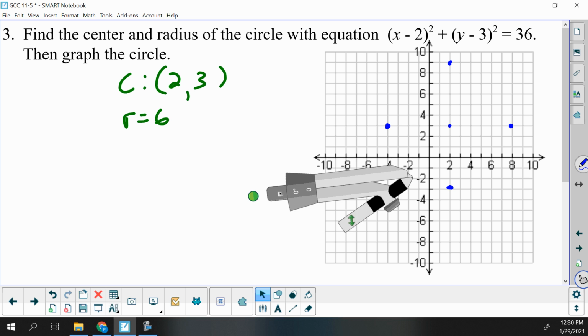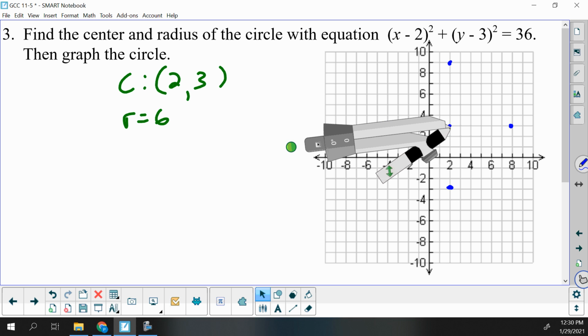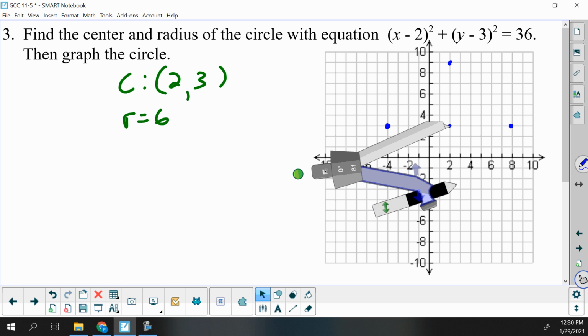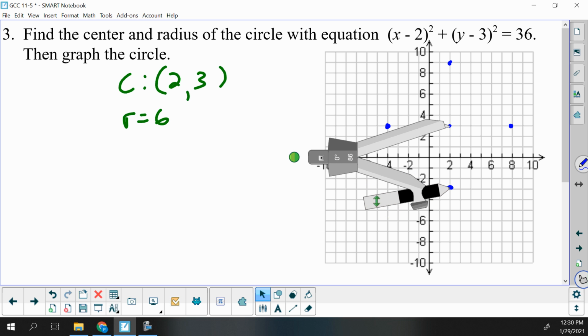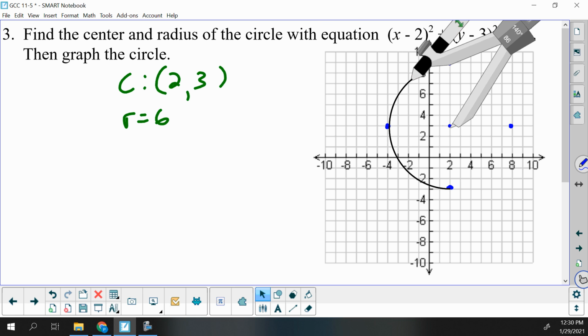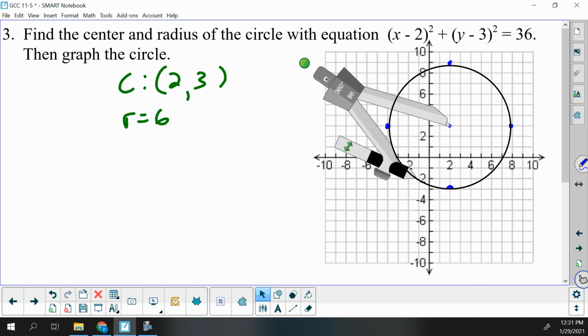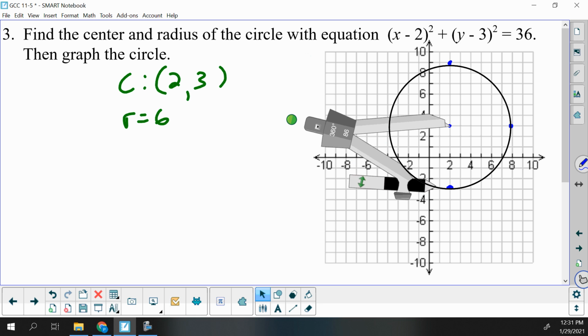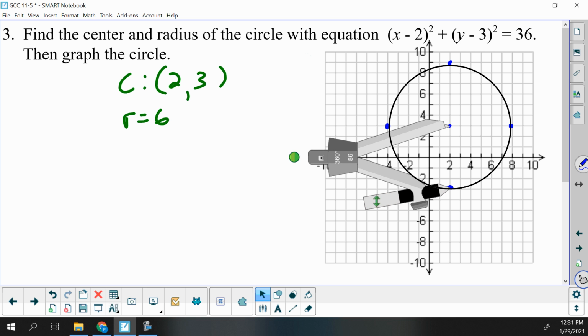So with your compass, put your point on the center, put your pencil on one of the points we know the circle passes through, and just make a full circle. Now it looks like mine was off slightly because it missed those points just a little bit, but it should be reasonably close.